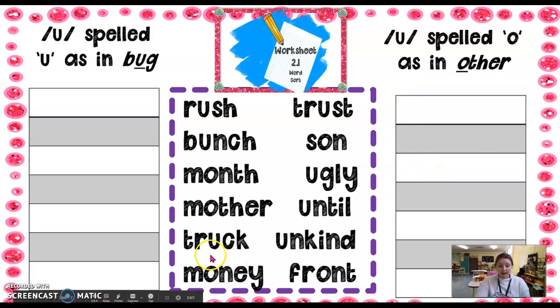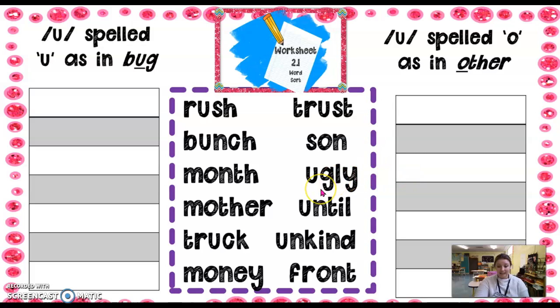How about truck? Truck uses a U. Good job. Money? Money uses an O. How about trust? Trust uses the letter U. What about sun? Sun uses the letter O to say uh like other.